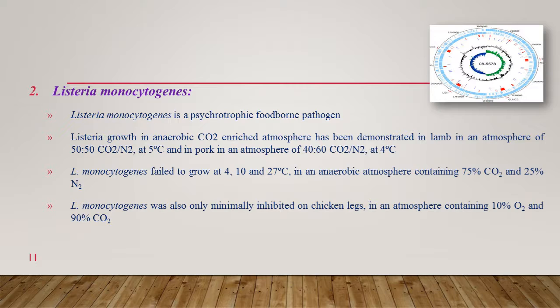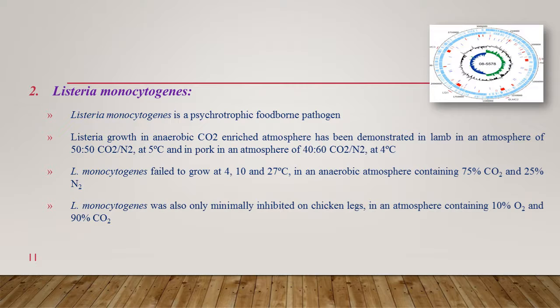Now, Listeria growth in anaerobic carbon dioxide enriched atmosphere has been demonstrated in lamb in an atmosphere of 50 to 50 carbon dioxide to nitrogen at 5 degrees centigrade, and in pork in an atmosphere of 40 to 60 carbon dioxide to nitrogen at 4 degrees centigrade. These are the various examples.